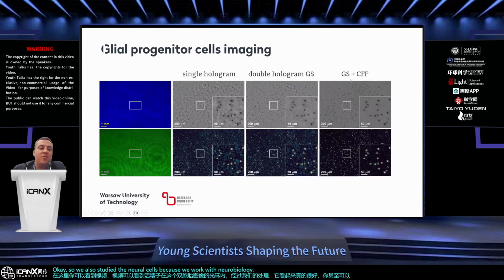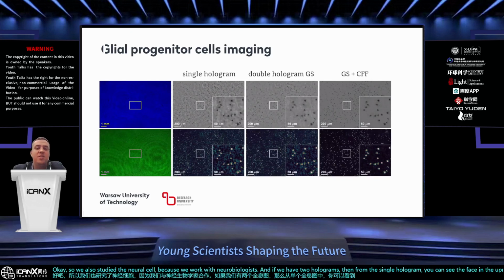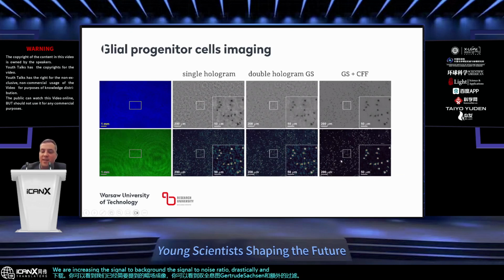Okay, so we also studied neural cells because we work with neurobiologists. If we have two holograms, then from the single hologram you can see the phase in the up row, and in the down row you can see the dark field imaging that we already briefly mentioned. And you can see that with double hologram, Gerchberg-Saxton, and with additional filtering, we are increasing the signal to background, the signal to noise ratio, drastically. And this dark field is really, really nice. So let me spend one more slide on dark field imaging.